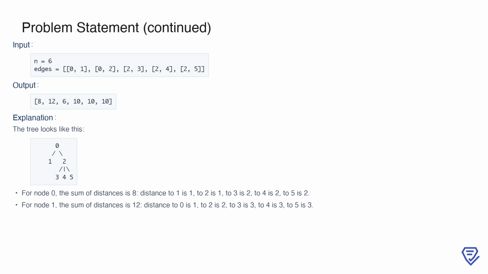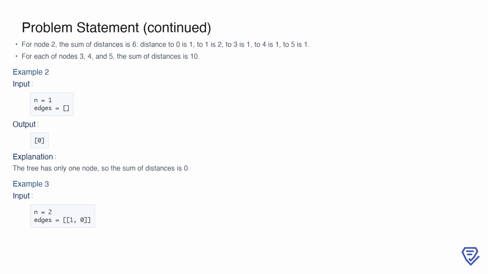Similarly, for node 1, the distances to 0, 2, 3, 4, and 5 are summed up, giving us 12 as the result for answer[1]. This process continues for each node in the tree. Focusing now on node 2, the distances to other nodes in the tree are as follows. Distance to 0 is 1, to 1 is 2, and to 3, 4, and 5, the distances are all 1. Adding these up, the sum of distances for node 2 is 6.